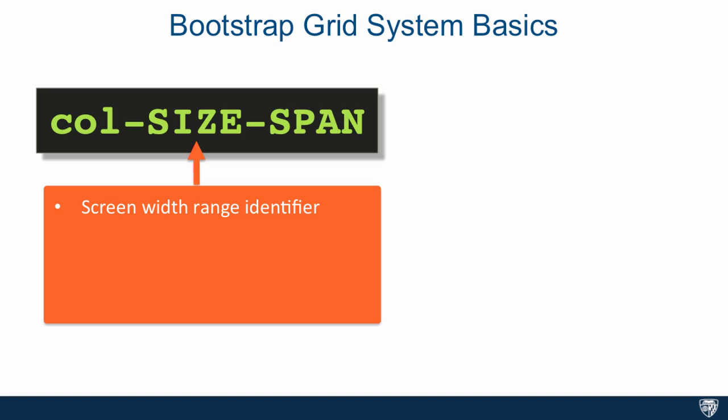What that means is that columns will collapse, in other words, they'll stack one upon each other, below that width. If the screen width is 1200 pixels and above, for a large size, it will honor whatever you specified in this column-size-span. But if the screen width is below 1200 pixels, this class will no longer apply. Basically, the columns in your row will collapse on each other, meaning they will stack one on top of the other.